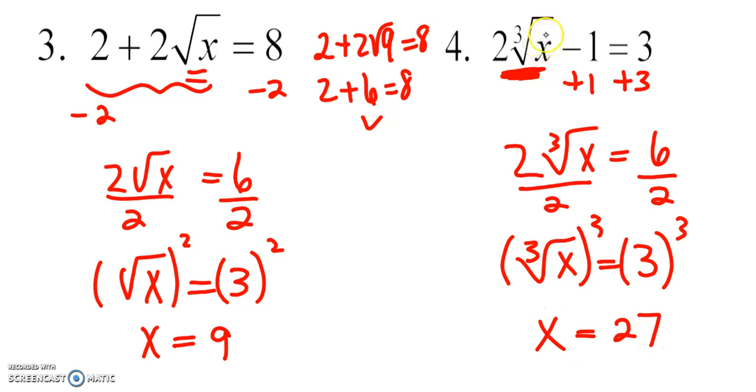Again, I can go back. The cube root of 27 is 3. 3 times 2 is 6. 6 minus 1 is 5. So hold on. Obviously, I have a mistake, and that would be right here. Sorry, that's a plus 1.